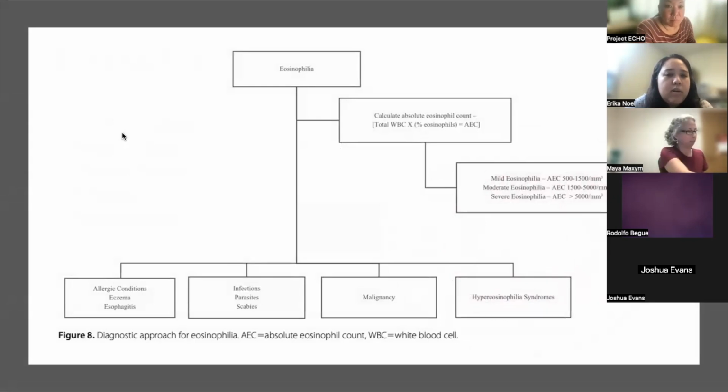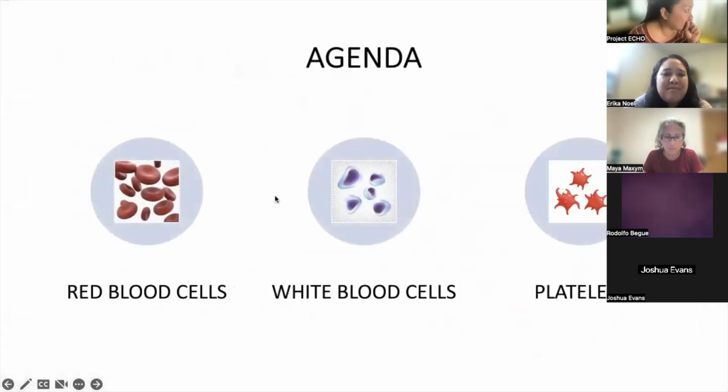So this diagram talks about how we can break these down, making sure what the calculations are for eosinophilia and what the common culprits of eosinophils are. I know that was a lot for the red cells and the white cells. Just want to take a quick breather before we head into our last section of platelets, and then we'll do some questions and we can talk about any other cases afterwards.